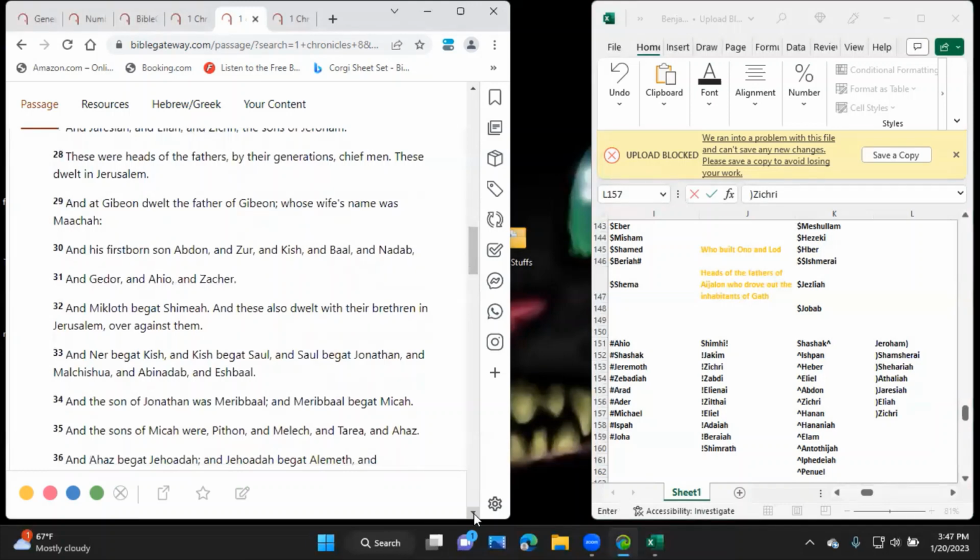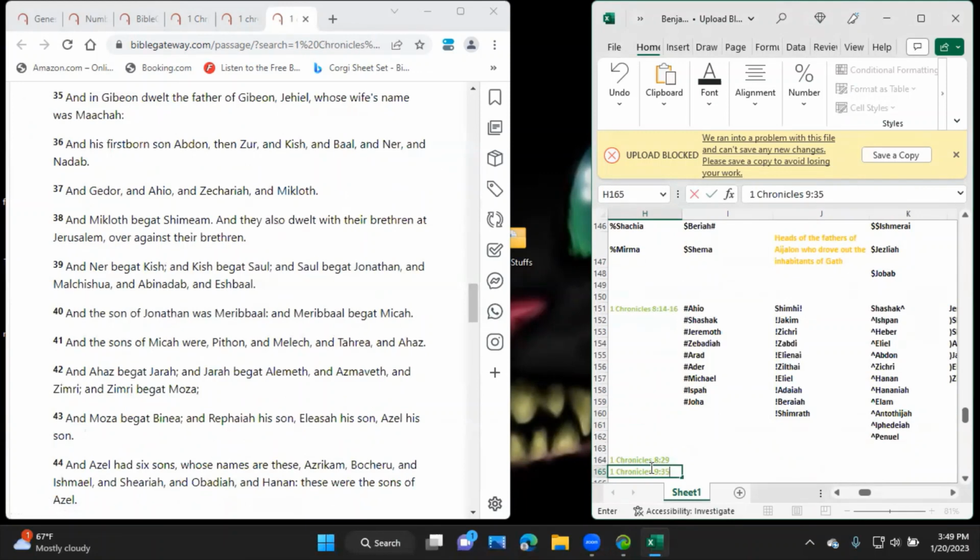Verse 28, these were heads of the fathers by their generations, chief men. These dwelt in Jerusalem. Verse 29, and at Gibeon dwelt the father of Gibeon, whose wife's name was Maacah. We've heard Maacah before. Yet again, must have been a pretty popular female name at that time. Verse 29 requires just a smidge of research to figure out who exactly is the father of Gibeon. Well, according to the Bible, in the very next chapter. Told you there was a lot of scripture involved. I'm pretty excited to cover this much scripture in one video and to kind of tie it together, because this gets really exciting when you see how these two line up and the places that they don't seem to.